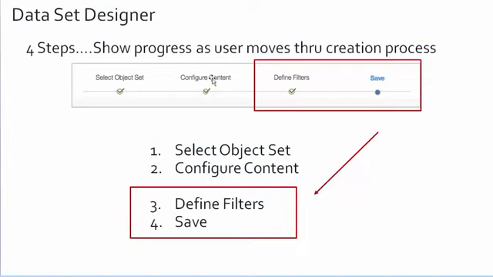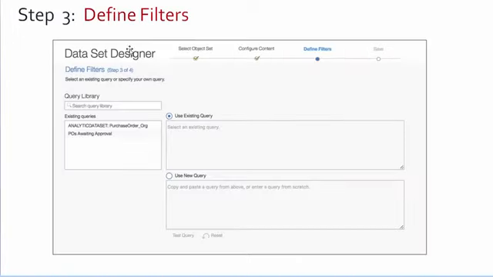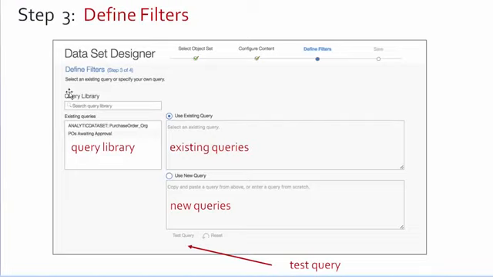So this was again, configure content. That's a very, very important section. The last two sections over here on the right is where the user is going to define his filters and then actually save the content. So let's go in and talk about the define filters page. And this is going to be, again, a very, very important page for us.